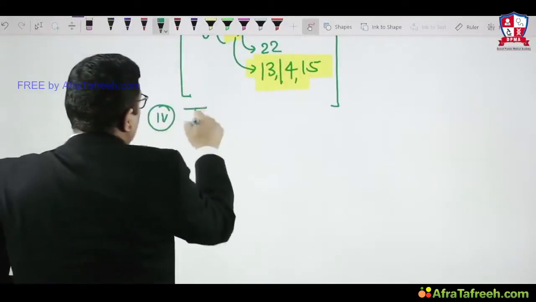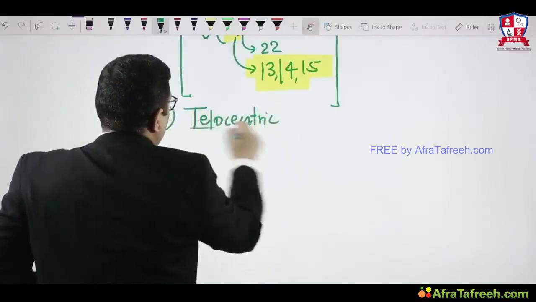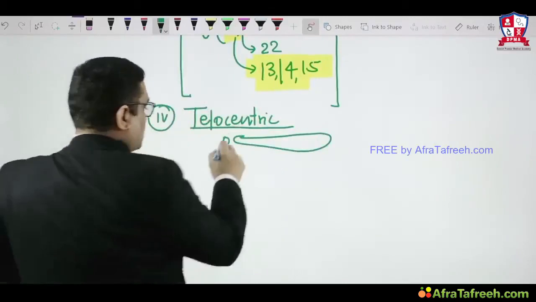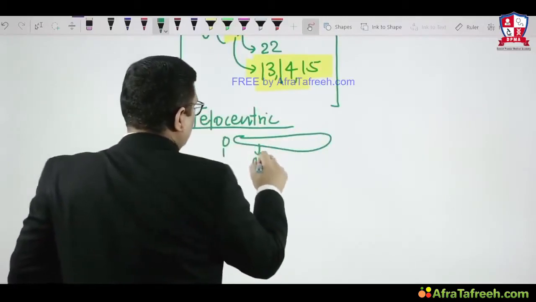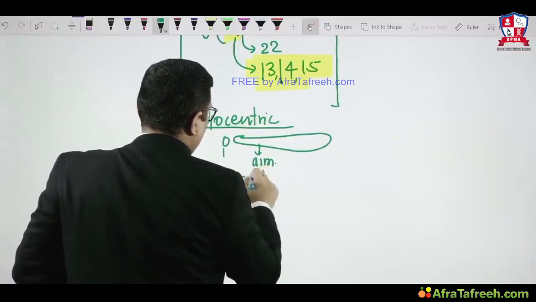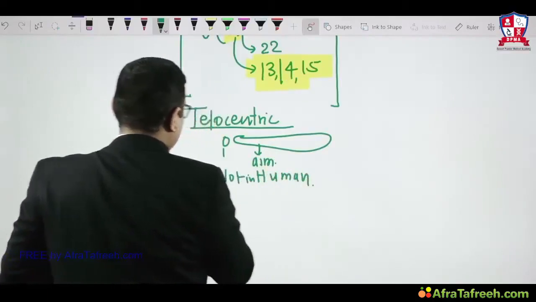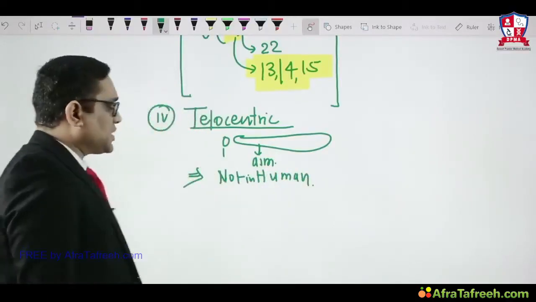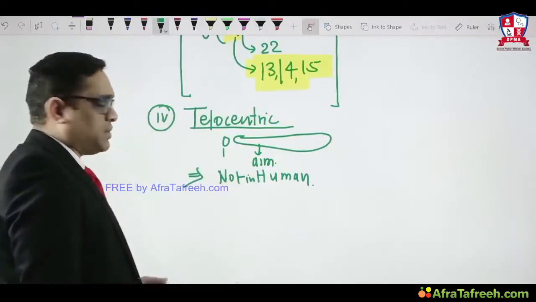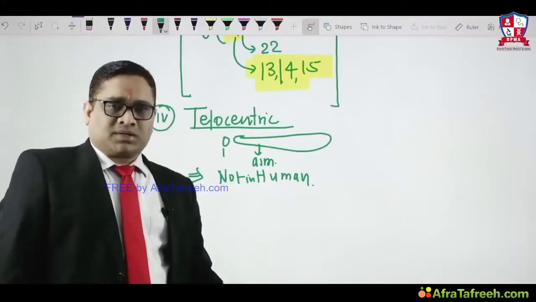The fourth type is called the telocentric chromosome. In a telocentric chromosome, the centromere is at one end, so there will be only one arm. So one centromere and one arm. This is not seen in human beings. So telocentric chromosomes are not present in human beings, and that is the important thing we have to keep in mind, right? So these are the four types of chromosomes which we have to understand.